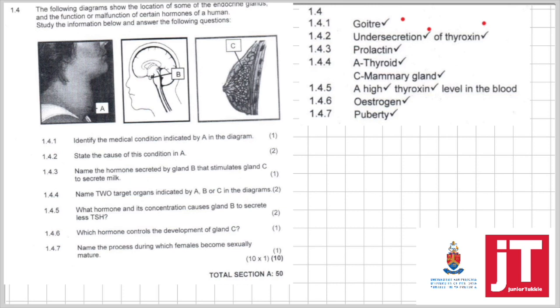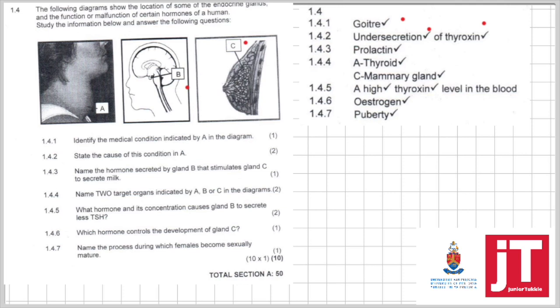1.4.3. Name the hormone secreted by B that stimulates gland C to secrete milk. Now, we know the pituitary gland produces prolactin that acts on the mammary glands. 1.4.4. Name two target organs indicated by A, B, or C. So in A, B, or C, there are two target organs, so we must name them. We know one of the target organs is A, the thyroid gland, and the other target organ is the mammary gland.